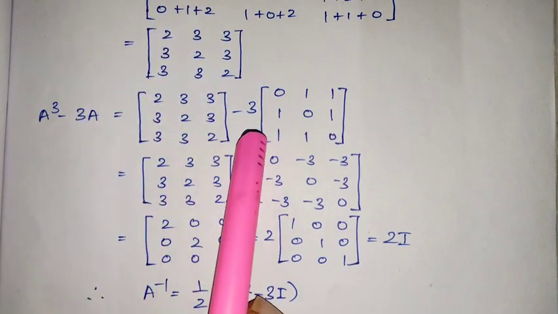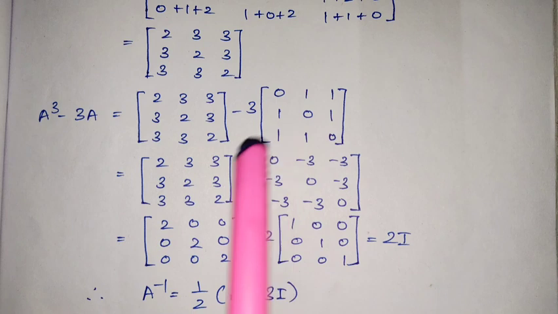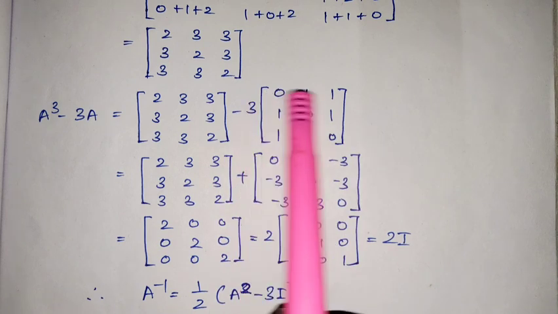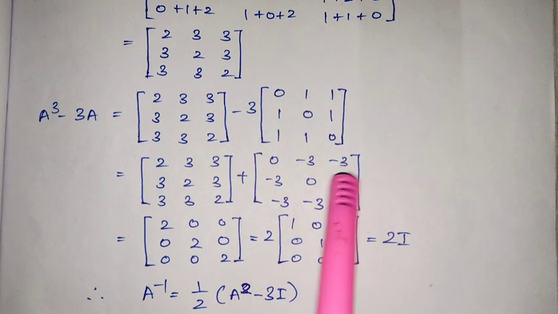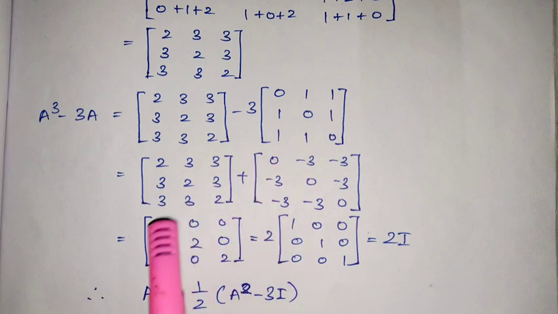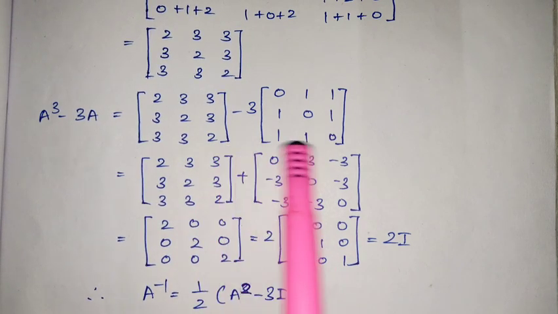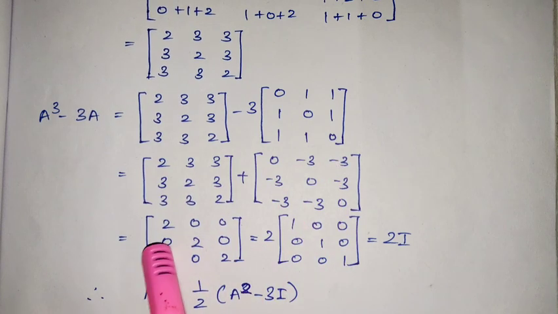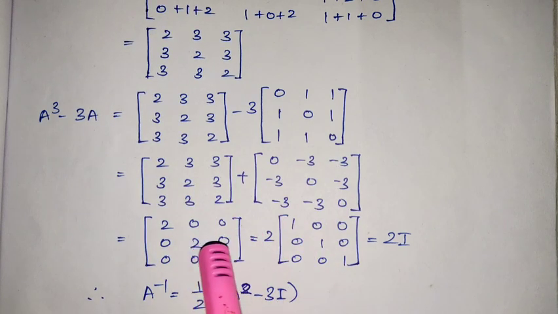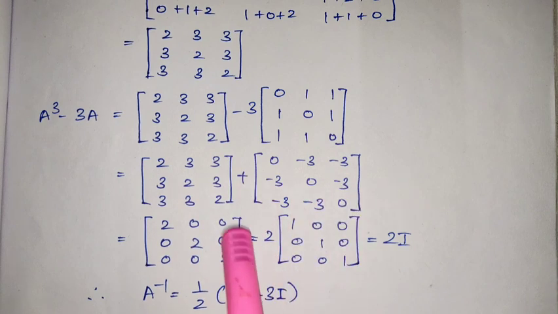This is A cube minus 3 into the unit matrix. So bring this 3 and multiply inside. So it becomes like this. So 2 plus 0 is 2. 3 minus 3 is 0. 3 minus 3 is 0. 3 minus 3 is 0. 2 plus 0 is 2. 3 minus 3 is 0. 3 minus 3 is 0. 3 minus 3 is 0. 2 plus 0 is 2.